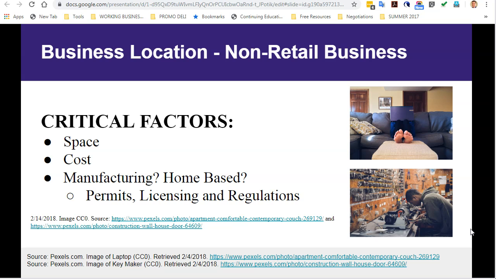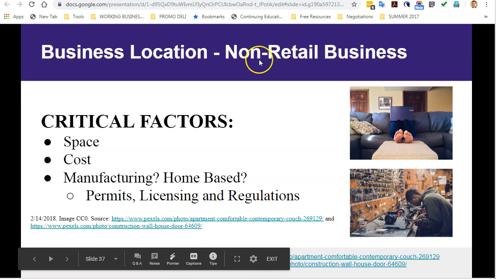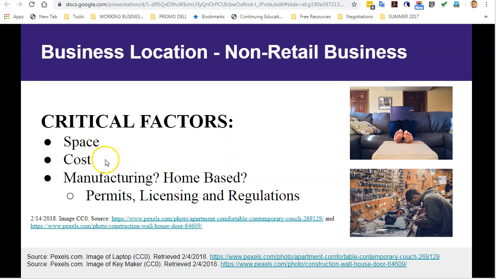If you have a non-retail business, that means you're operating out of your home, right? So when you think about offering a non-retail business, like for example, you're staying at home and you're starting a website, or if you're working in your garage, right? Those factors come into play. You might not need that much space. So why are you paying for a space for a retail business when you don't need it? You can work at home, and if you don't need the space, you can save a lot of money.